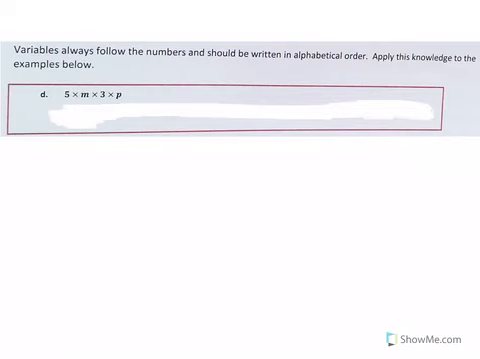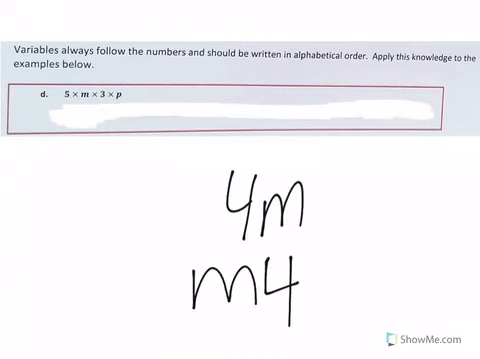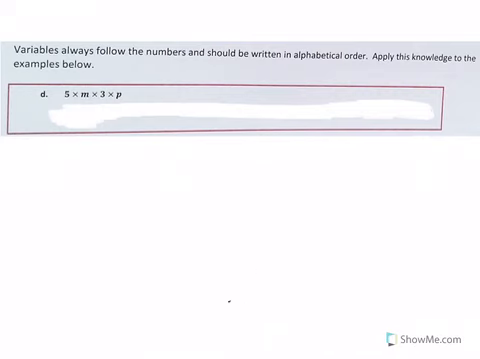Okay, let's keep going. Variables always follow the numbers and should be written in alphabetical order. So earlier when we said 4m, you wouldn't write m4. It doesn't work that way. The numbers come first. Let's look at this problem and solve. We have 5 times m times 3 times p. First, we're looking at the numbers. We're going to do 5 times 3, which is 15. And then mp is already in alphabetical order. We're going to keep it that way. 15mp. The numbers first, then the variables in alphabetical order.